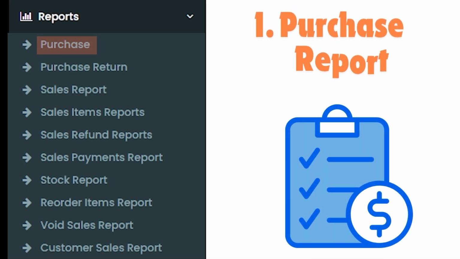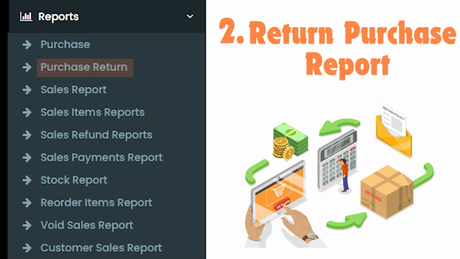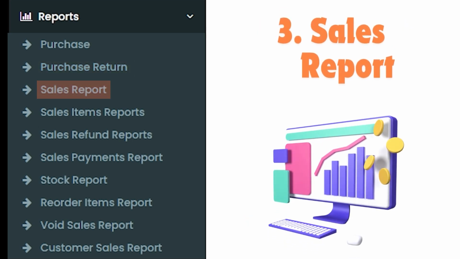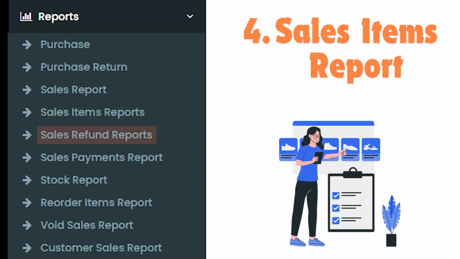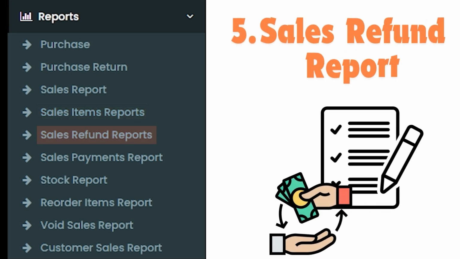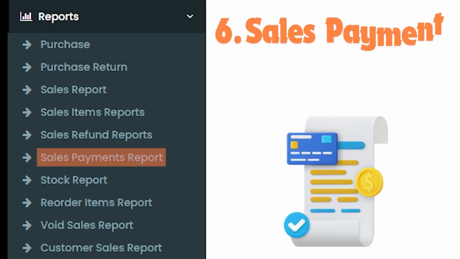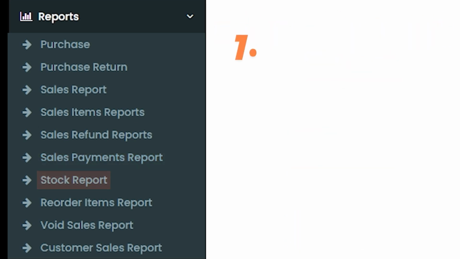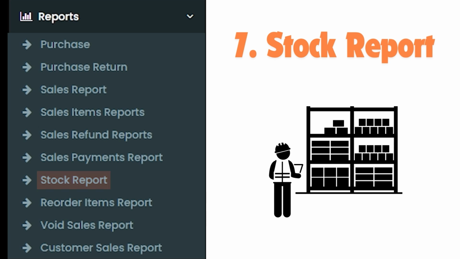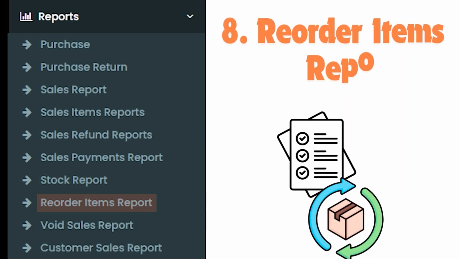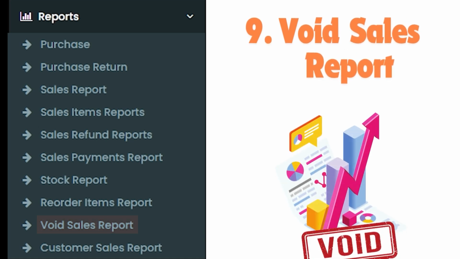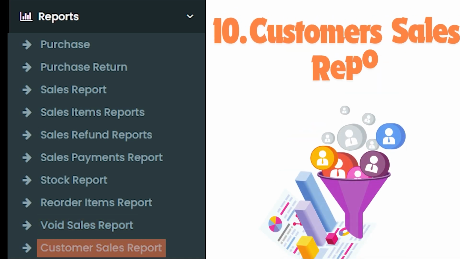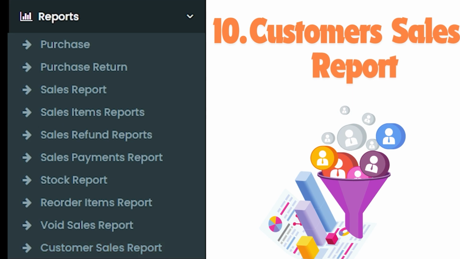1. Purchase reports. 2. Return purchase reports. 3. Sales reports. 4. Sales items reports. 5. Refund reports. 6. Payments reports. 7. Stock reports. 8. Reorder items reports. 9. Void sales reports. 10. Customer sales reports. It's that simple.